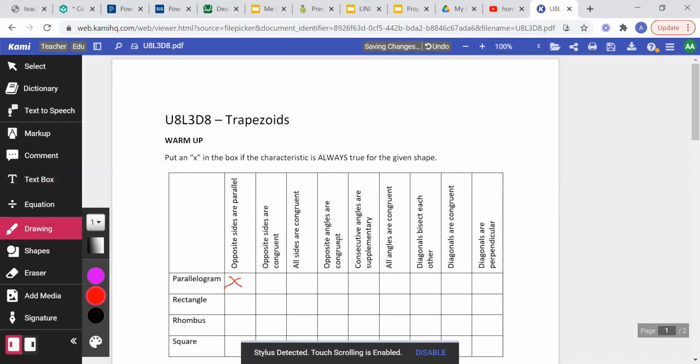In a parallelogram, are opposite sides congruent? Avalon? Is Avalon there? Tyler? Yeah. In a parallelogram, are opposite sides congruent?